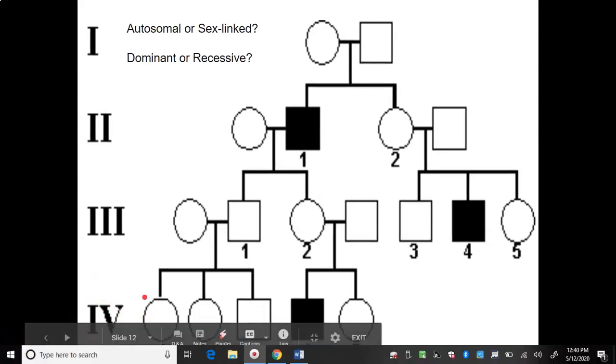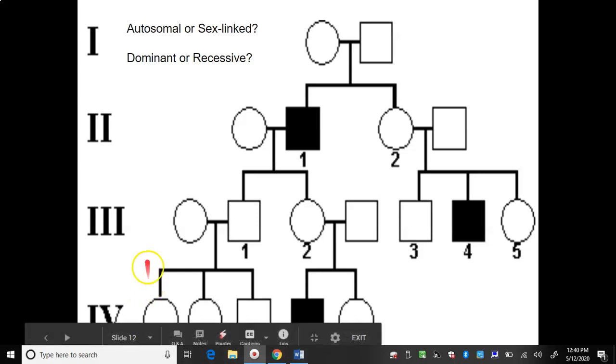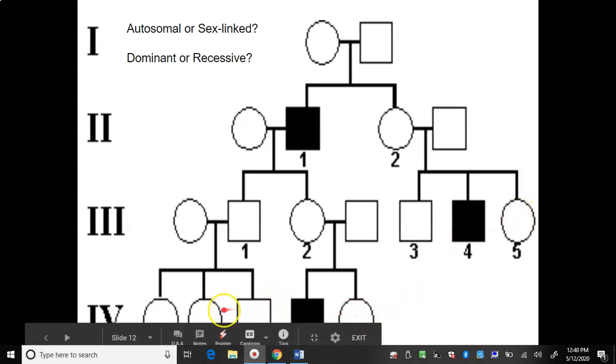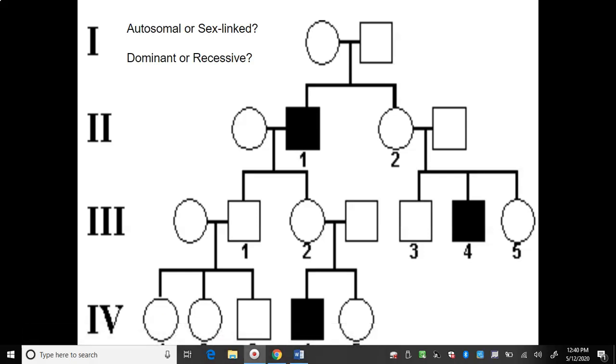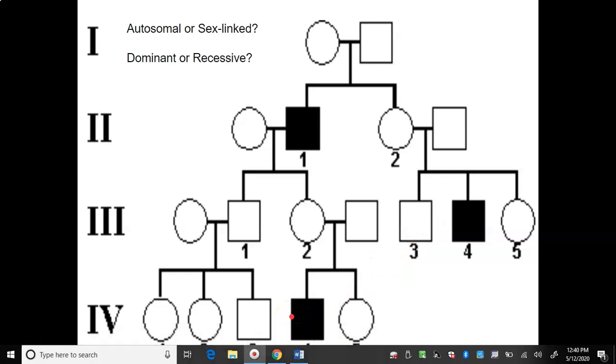Maybe another question is, how many females are there in this pedigree? You would count up all the circles: 1, 2, 3, 4, 5, 6, 7, 8, 9. So there are 9 females. Maybe they ask how many individuals have the trait. Remember, to have the trait they are completely shaded in. So you would have 1, 2, 3. That would be 3 males have the trait.